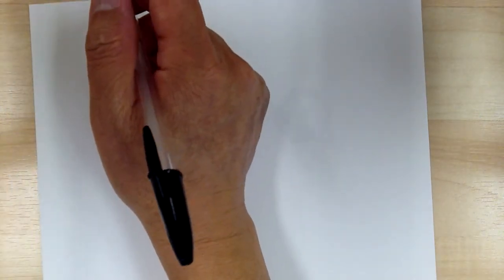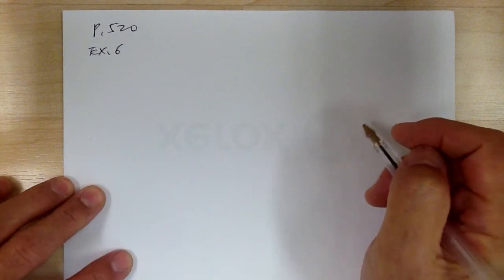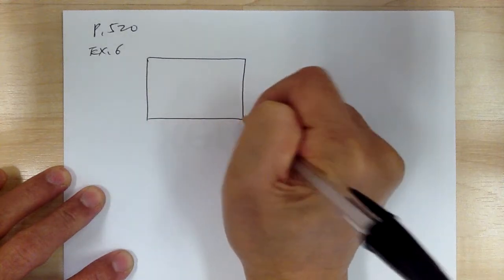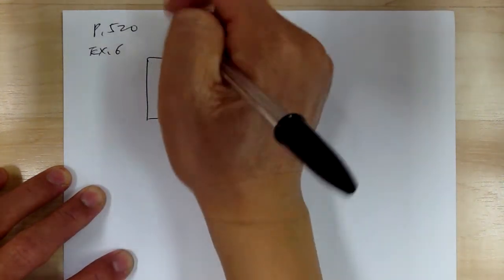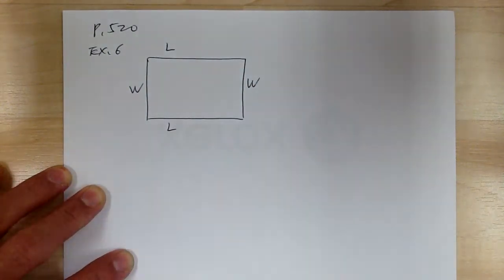Okay, let's go to example 6. It says the length of the rectangle. So right away you stop. You draw a rectangle. Remember we did this before, right? As soon as you see the word rectangle, you draw a rectangle and you label length, width, length, width. Don't even have to think. It should become automatic. Now let's go back and read.